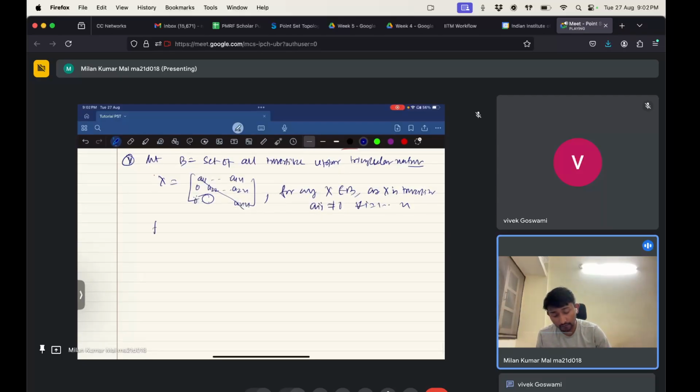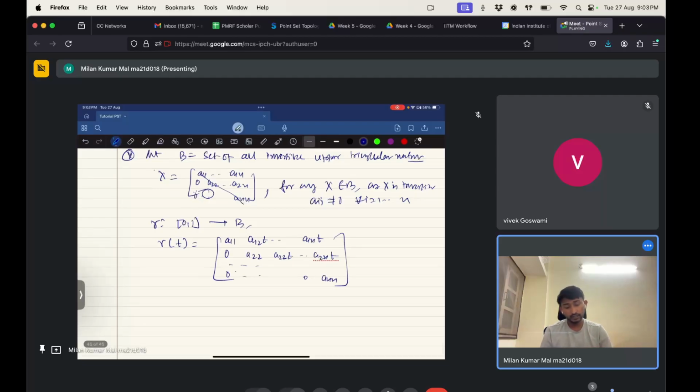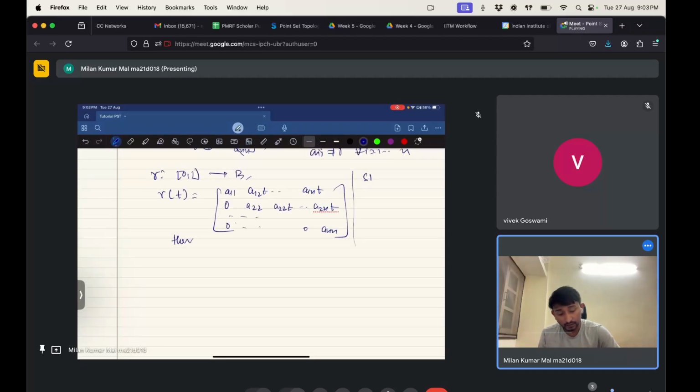Now consider a function gamma from [0,1] to the space B. How is it defined? Gamma of t equals a11, a12 t, going to a1n t. Next is 0, a22, then a23 t, ..., a2n t. In this way, 0 0 0 0 and ann. That means except the main diagonal, I have multiplied t to all the elements. Then you know the standard way to take a path connecting x and y, two points coming from the topology: gamma from [0,1] to x, gamma of t equals tx.